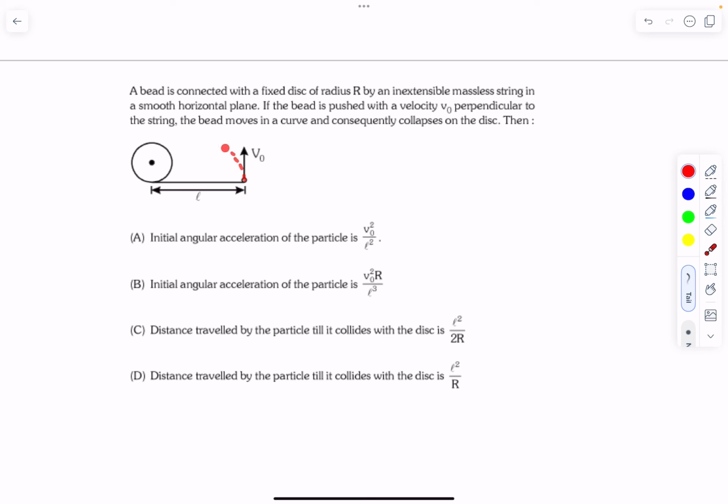So basically as the bead continues its motion, the length of the string will keep reducing and after a while it'll collapse on the disc. And we have to talk about the initial angular acceleration.